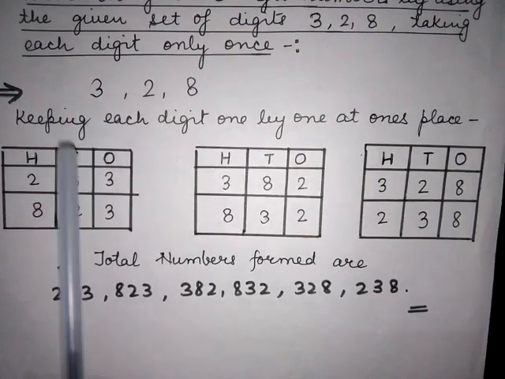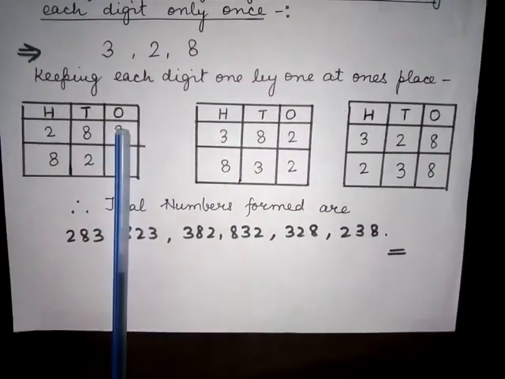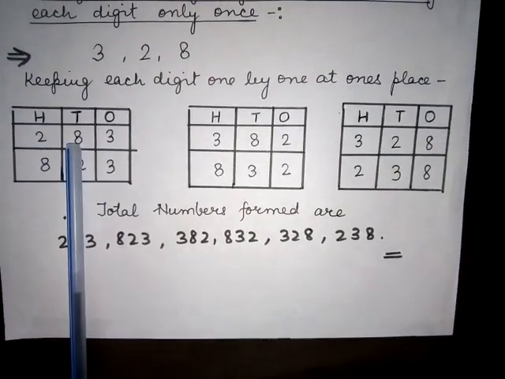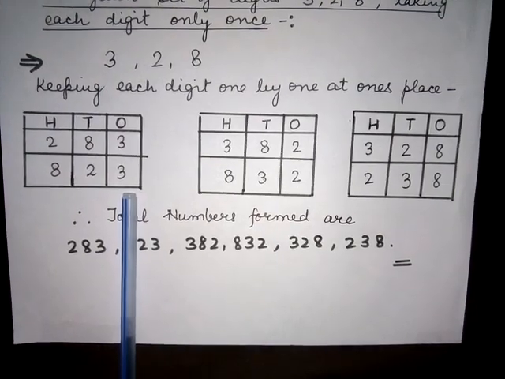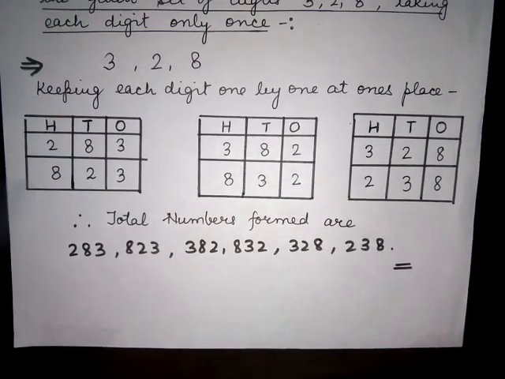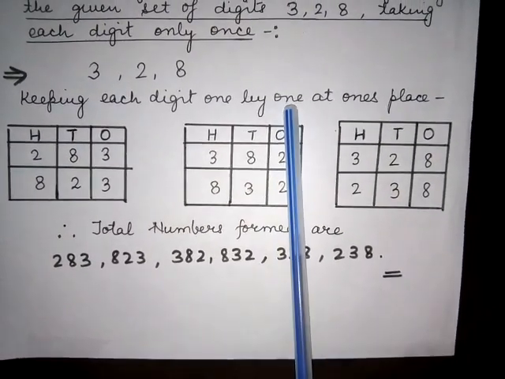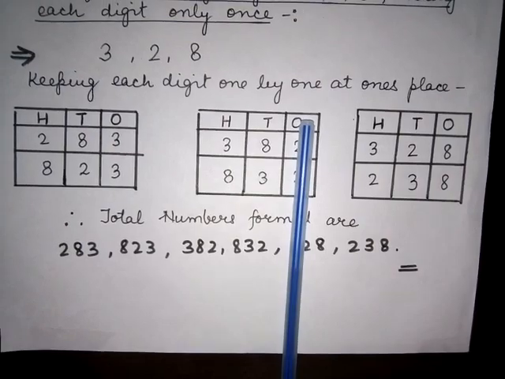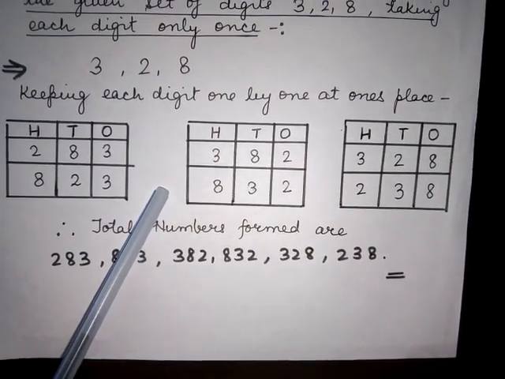So first I am keeping 3 at one's place. When I keep 3 at one's place, I have to change the place of 2 and 8. So by keeping 3 at one's place, how many numbers are formed? 2 numbers are formed. Similarly, I will do this with 2. Now I will keep 2 at one's place and I will change the place of 3 and 8. So how many numbers are formed? 2 numbers are formed again.